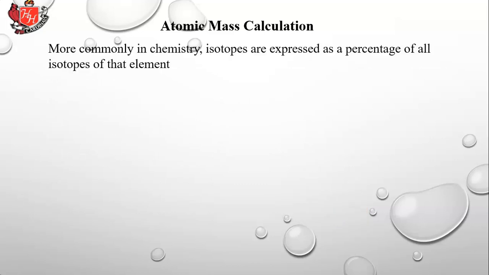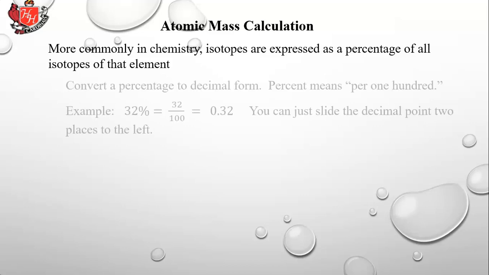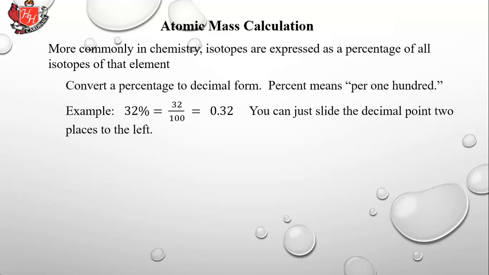So more commonly in chemistry, isotopes are expressed as a percentage of all isotopes of that element. First of all, let's remember how you work with a percentage. If you're given a percentage like 32%, you have to convert a percentage to decimal form. Percent means per 100. That's what the word percent means. So for example, 32% equals 32 over 100. And if you do that on a calculator, 32 divided by 100, you get 0.32.